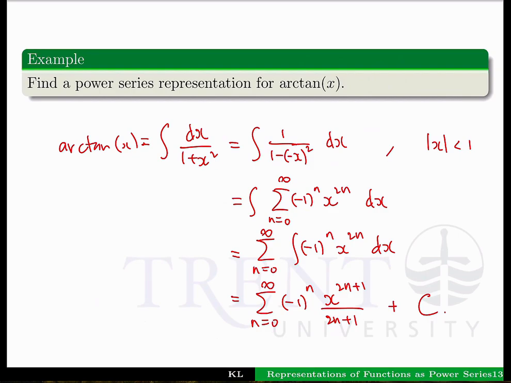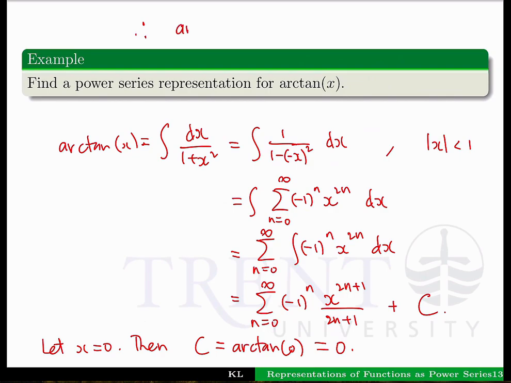Same with the previous example, we can let x equal 0, then on the right hand side that's just equal to c. On the left hand side that will be arctan of 0, but arctan of 0 will be equal to 0.